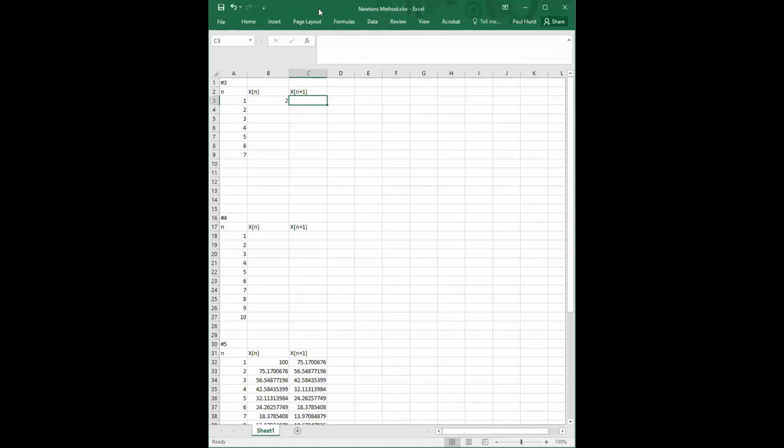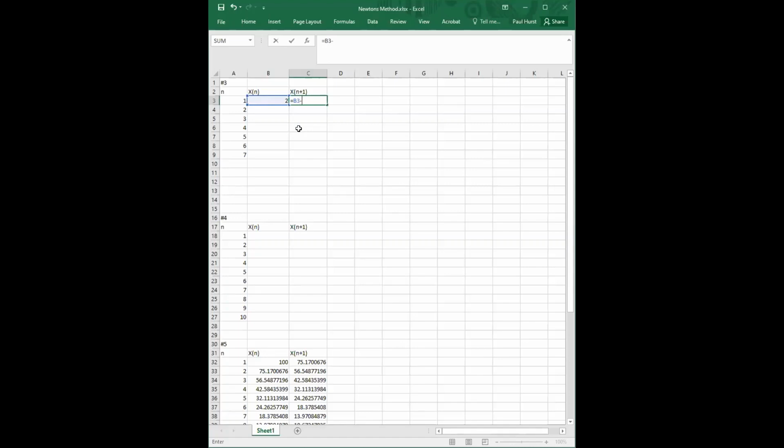Now I'm going to put in the formula. I'm going to say equals, which means it's going to put a value there, and then I'm going to go B3. It's going to put whatever is in the B3 cell, which is 2 right now, which is x2.